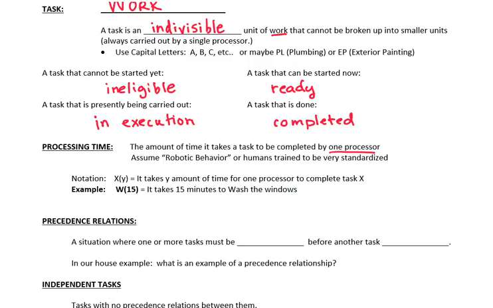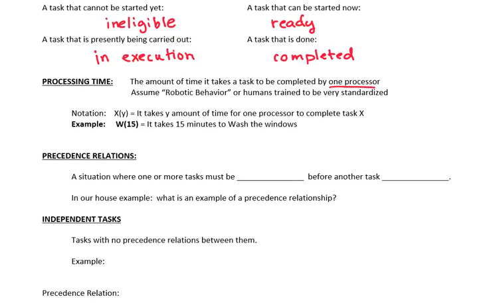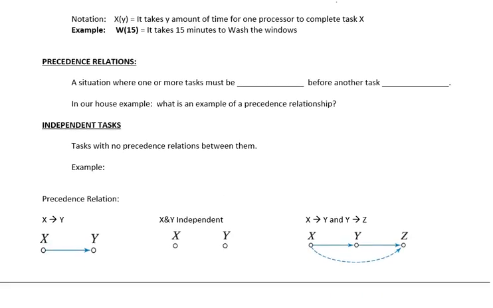Precedence relationships are another thing we need to consider. A situation where one or more tasks must be completed before another task is ready. So for example, if we go back to the idea of a house, a precedence relationship would be that you need to build the walls, or you need to put the drywall up, before you can paint the walls.